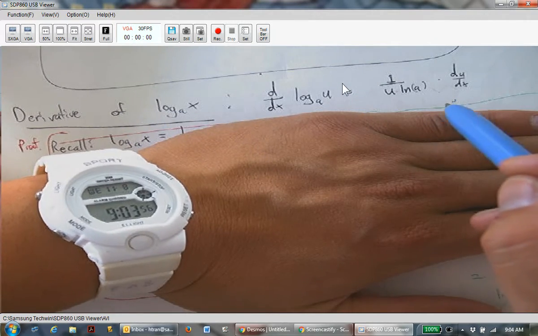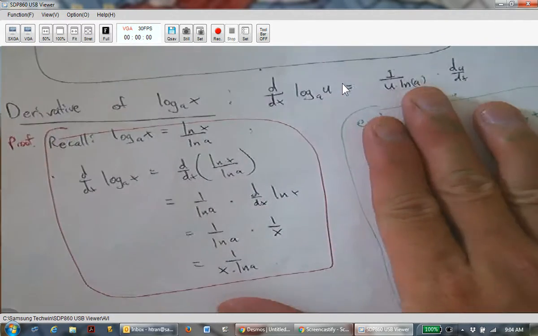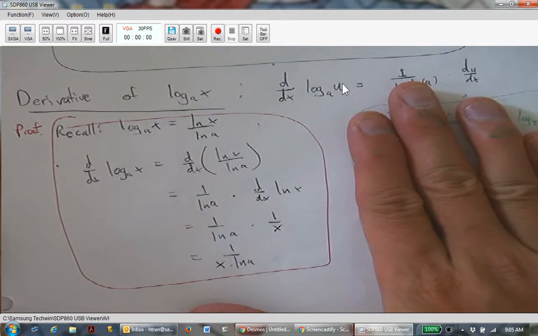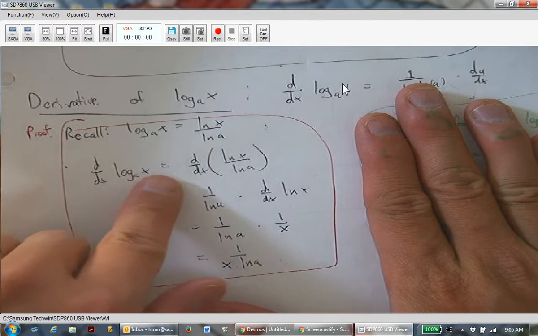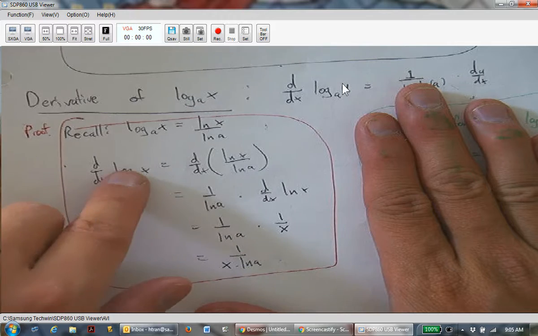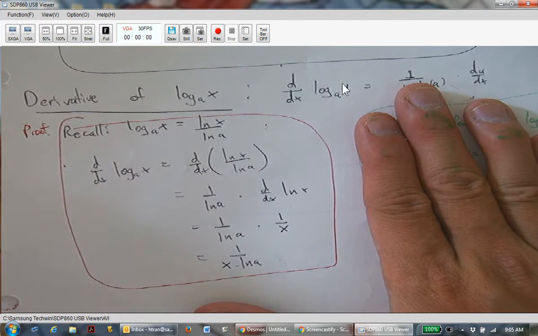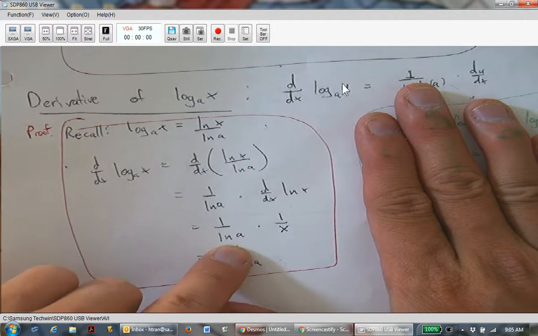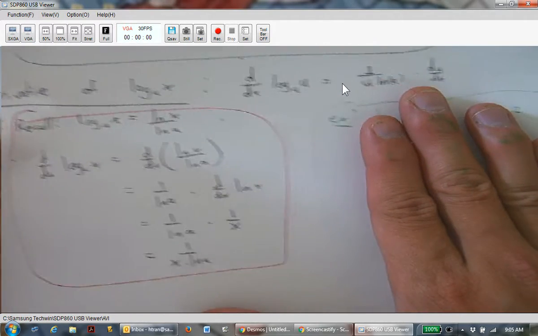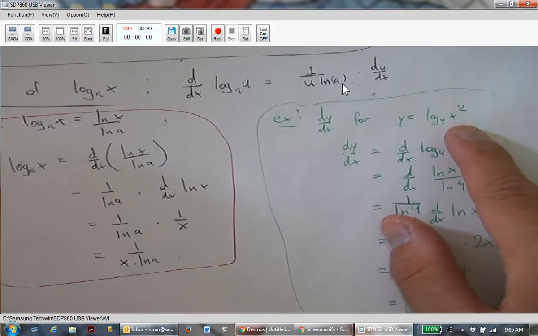If you want to actually understand the subject and where this comes from, then you want to understand where the proof for this comes from, because you can apply the steps of the proof to figuring out the derivative of a log-based function.